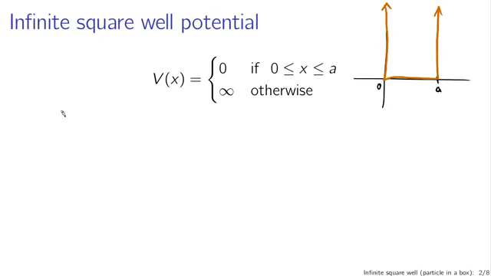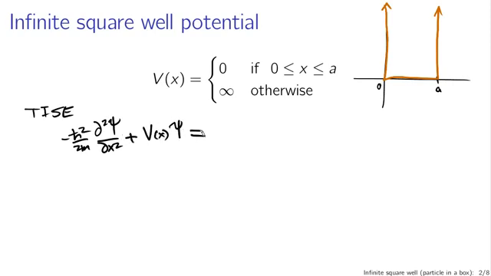Well, what we'll be working with now is the time-independent Schrodinger equation, the TISE, which reads minus h bar squared over 2m times the second derivative of psi with respect to x plus potential as a function of x times psi is equal to the energy of the stationary state that results from the solution of this equation times psi.